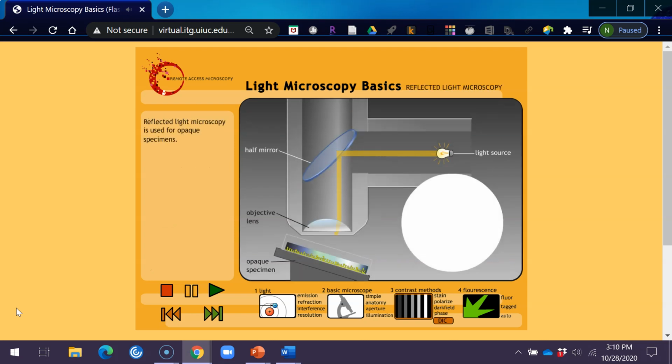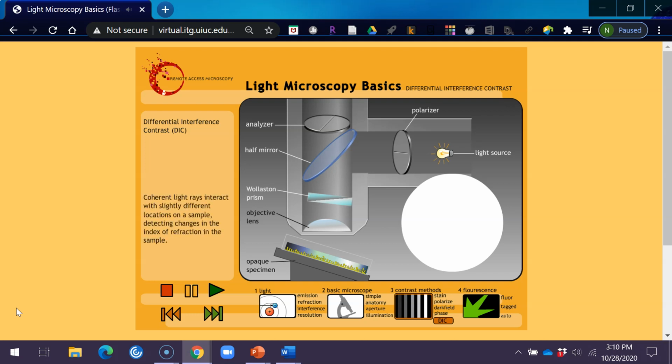Reflected light microscopy is used for opaque specimens. Differential interference contrast, or DIC, is often used with reflected light microscopy, as well as transmitted light microscopy, to enhance edges, making the image look more three-dimensional. This is accomplished by adding a polarizer, a Wollaston prism, and an analyzer into their appropriate places in a light microscope. The Wollaston prism works by splitting each ray of light into two parallel rays.